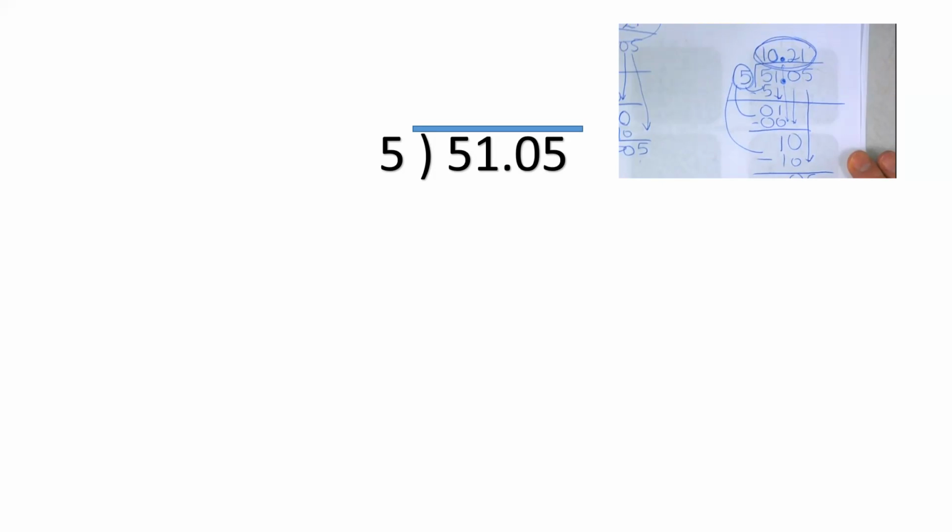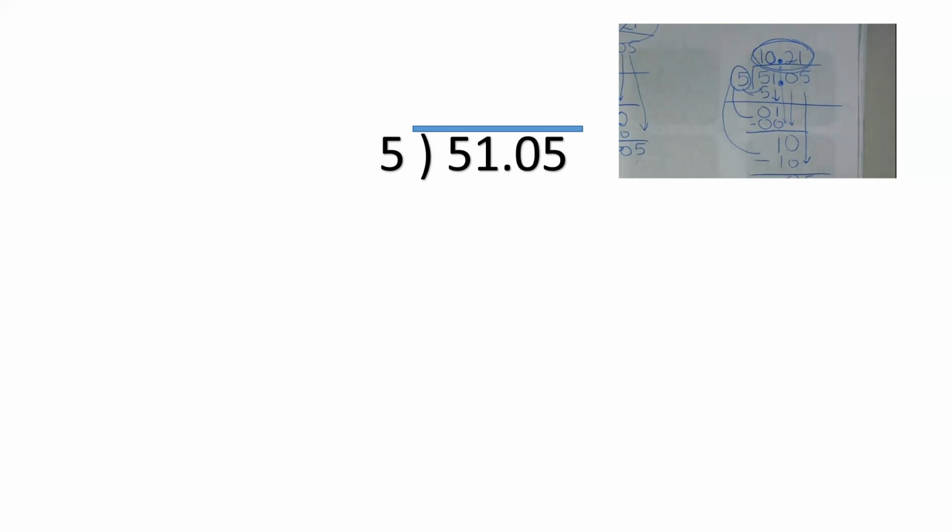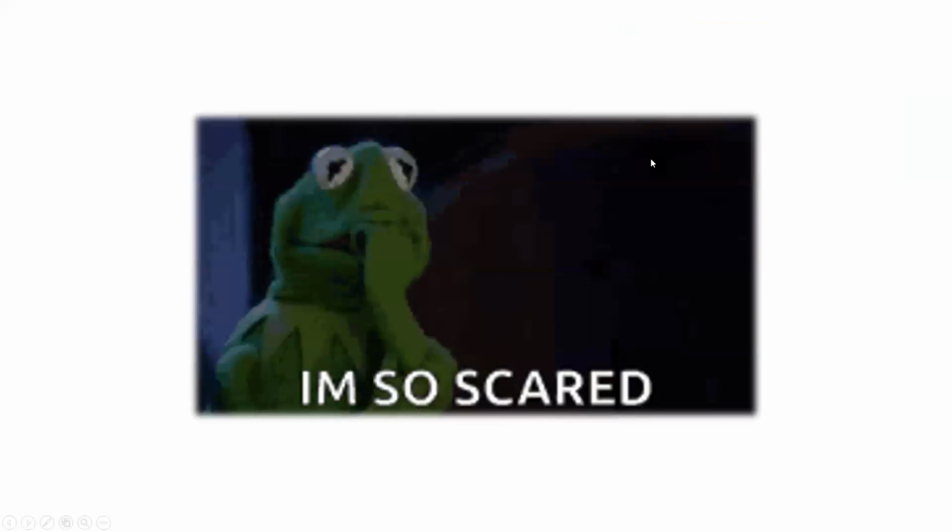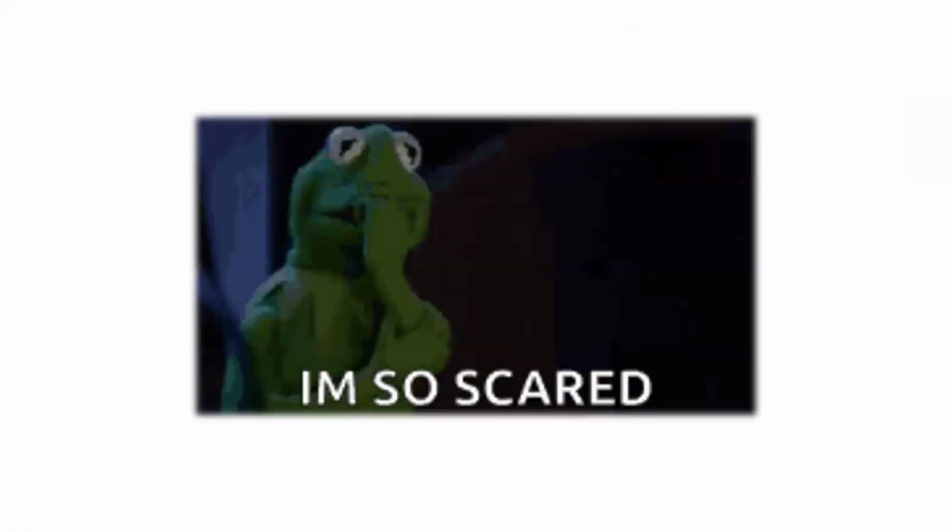So your answer is 10 and 21/100ths. That's it. That's all you do. We like it when the decimal is only in the dividend. Kermit knows what's coming next. He gets it. We're going to start talking about that decimal being in the divisor. It's okay, Kerm. We're going to get through this one, buddy.